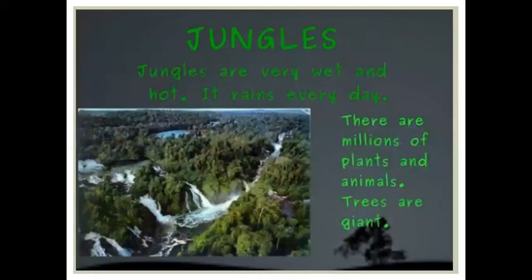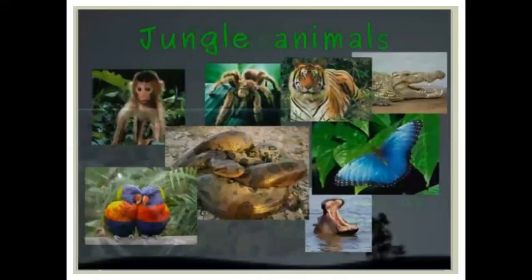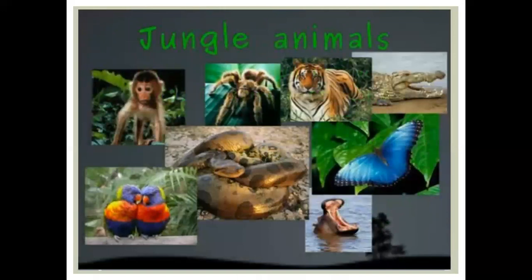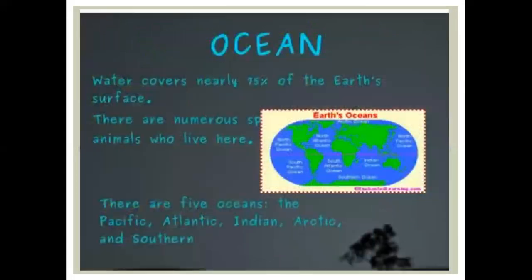Here are some of the animals that live in jungles. Jungles are very wet and hot. It rains every day. There are millions of plants and animals, trees and giants that are in jungles because of the rain there. Here are some examples of jungle animals: lion, tiger, crocodile, monkey, etc. These are animals from the jungle.